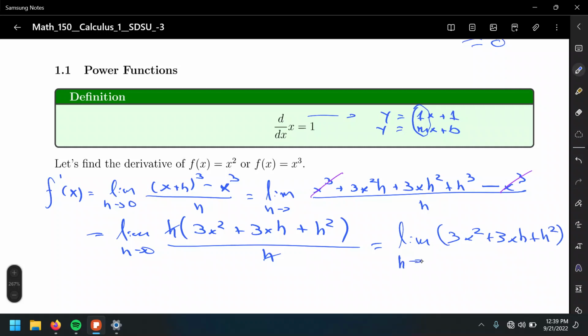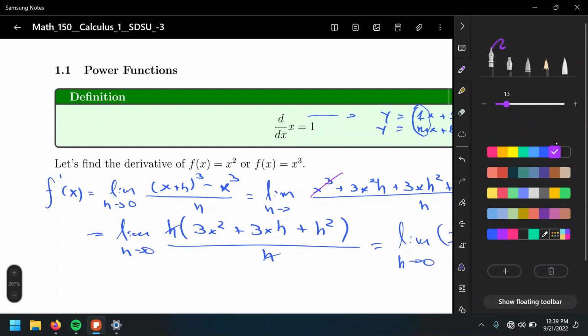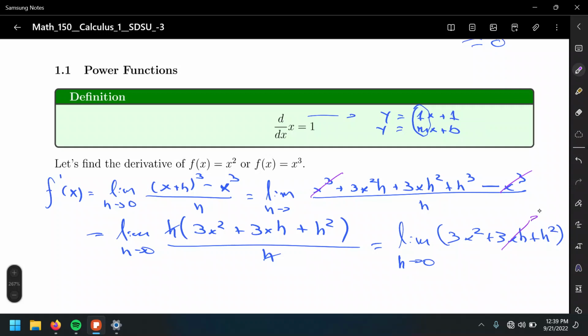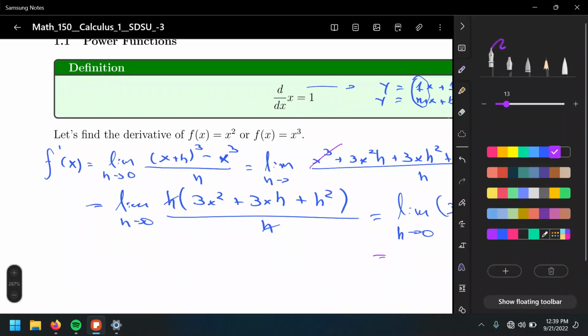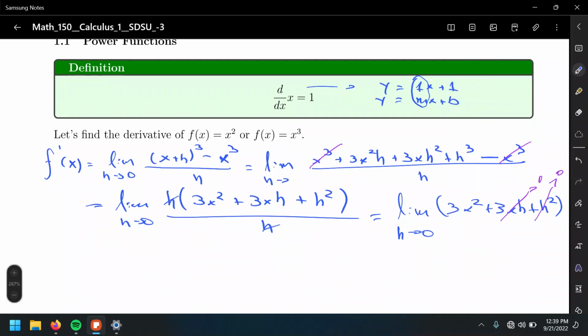as h approaches 0. Now, when h approaches 0, this term will go to 0. This term will also go to 0. Why does the x squared term go to 0? Shouldn't it be differentiation? Yes, but because it's multiplied by h, which goes to 0, it zeroes out, and we're going to be left with 3x squared. Even for the cubic, it's not that bad.